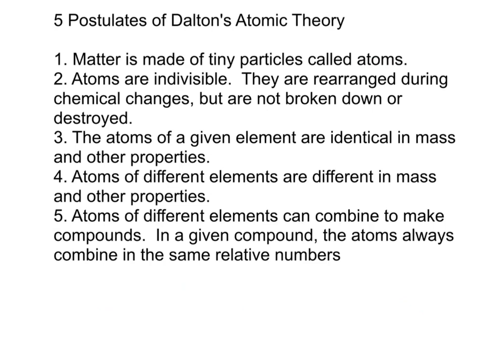Yep, and then his third one is the atoms of a given element are identical in mass and other properties to one another. And its counterpart would be the atoms of different elements are different in their mass and their other properties. And he wasn't exactly sure what these other properties were, but he figured they must have had some. And then lastly, atoms of different elements can combine to make compounds. In a given compound, the atoms always combine in the same relative numbers. So that would be the law of multiple proportions and definite proportions.